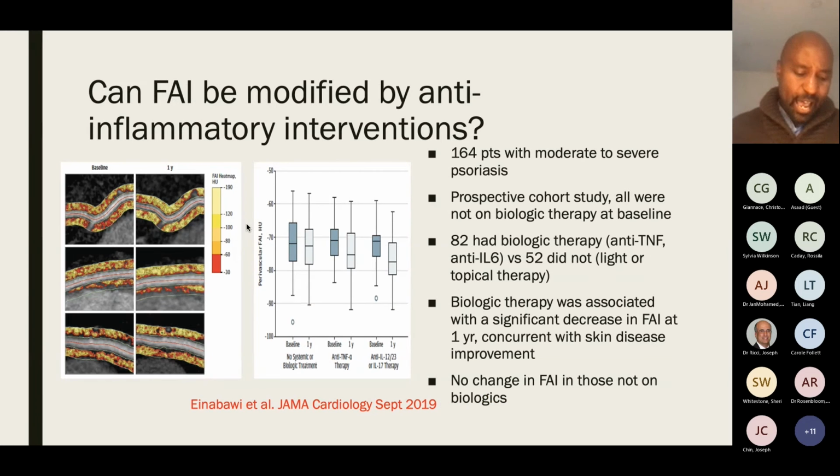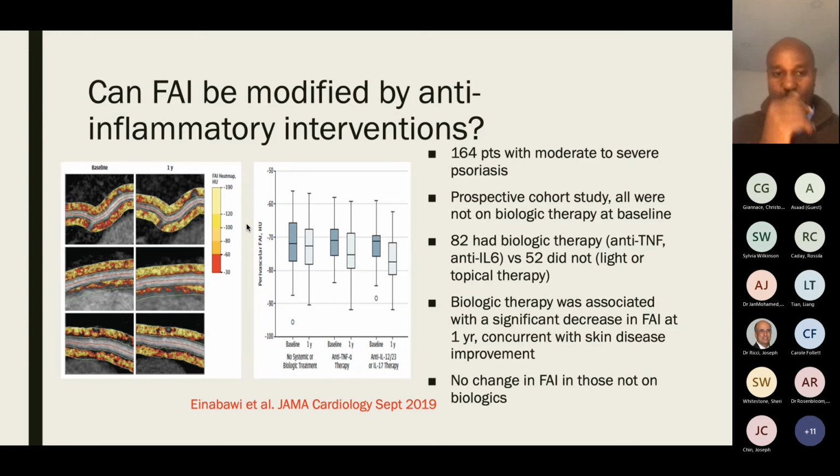And what about FAI, which we talked about? We've shown that it predicts mortality, but can it be modified by anti-inflammatory interventions? Well, it's never been tested in a randomized controlled trial, but it's been hinted at or alluded to in a study that was published in 2019, where they looked at 164 patients with moderate to severe psoriasis. And they did a prospective cohort study of these patients who were all at baseline not on biologic therapy.